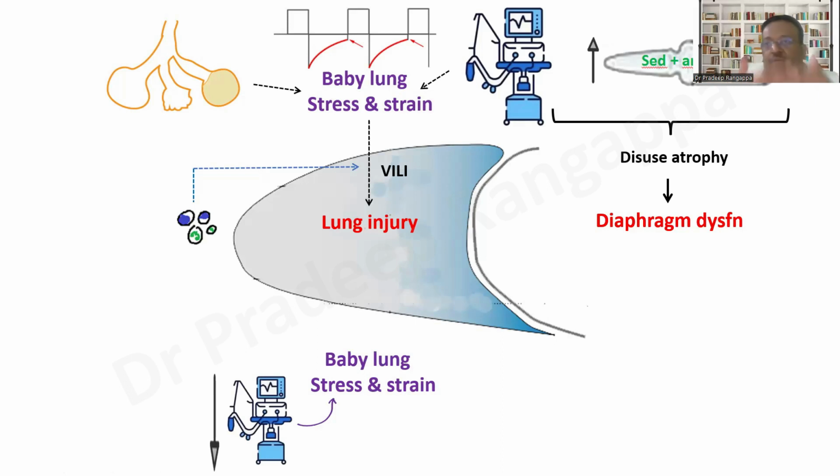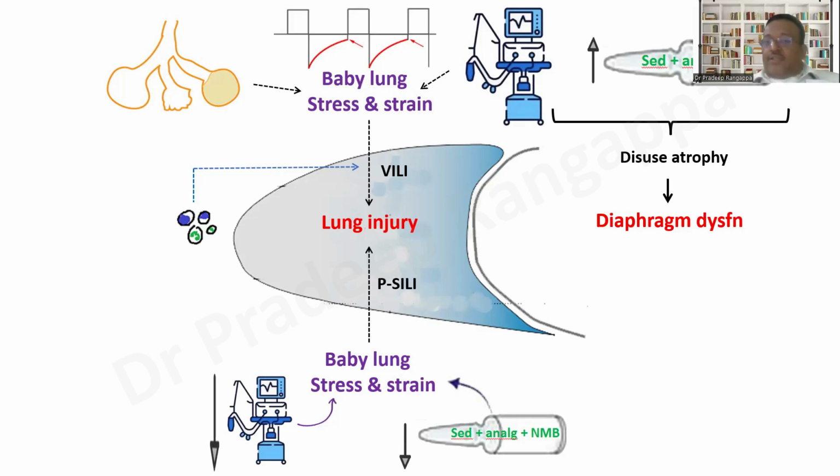If the ventilation you are providing is suboptimal to the patient's need, that also produces stress and strain on the baby lung, or if you are not keeping the patient optimally sedated. So too much is bad, and too little is also bad. That's what this slide is telling. More sedation, more analgesia, more neuromuscular blocker is bad. Under-ventilation, under-sedation, or under-analgesia also produces stress and strain on the baby lung. And this leads to a concept called self-induced lung injury, or patient self-inflicted lung injury, P-SILI.